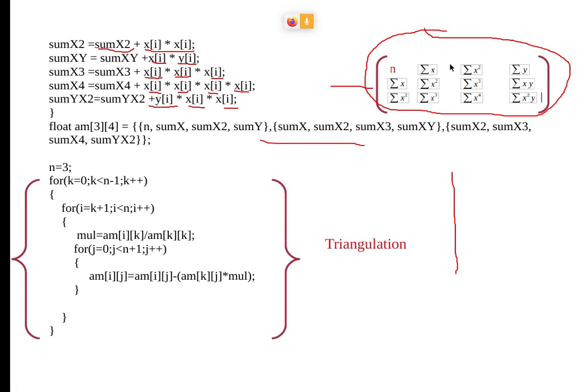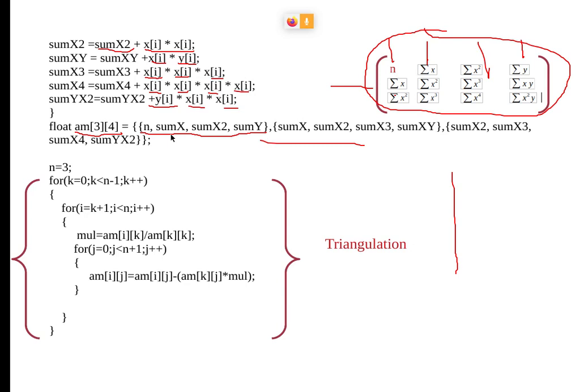After this I need to form the matrix before going to the Gauss elimination method program. Here the matrix is formed. I am using a matrix AM of 3 4, that is totally 3 rows and 4 columns. So I am using a two-dimensional array AM of 3 4, 3 rows and 4 columns, and I am initializing the array. The first row will be inside a single curly brace. So open curly brace, first element is n, so put n.